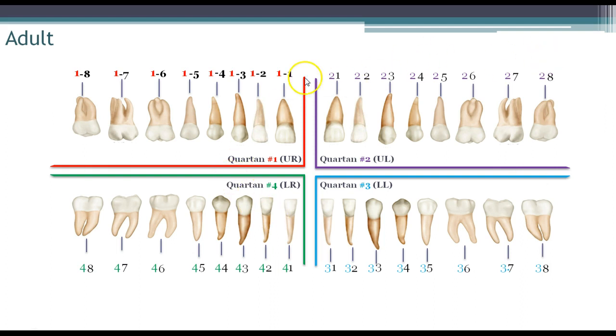Don't get this confused and think, oh, we have 48 teeth in our mouth because that's the largest number. That's not the case. It's just that the system is set up in a way that the numbers go from 1 through 8 per quadrant, and then each quadrant is assigned a number from 1 to 4. So we still have 32 teeth in our mouth, it's just numbered differently.